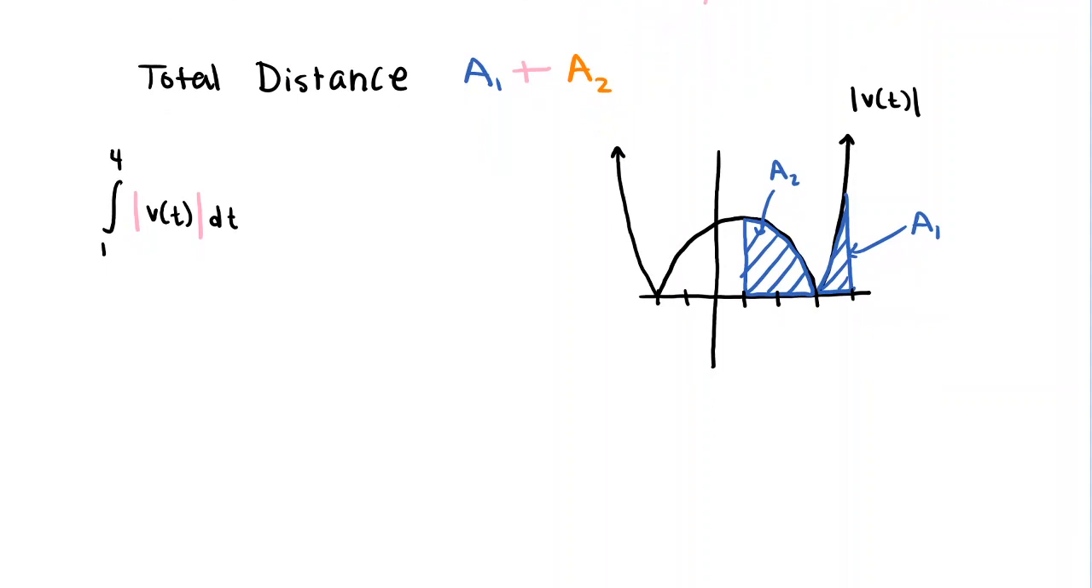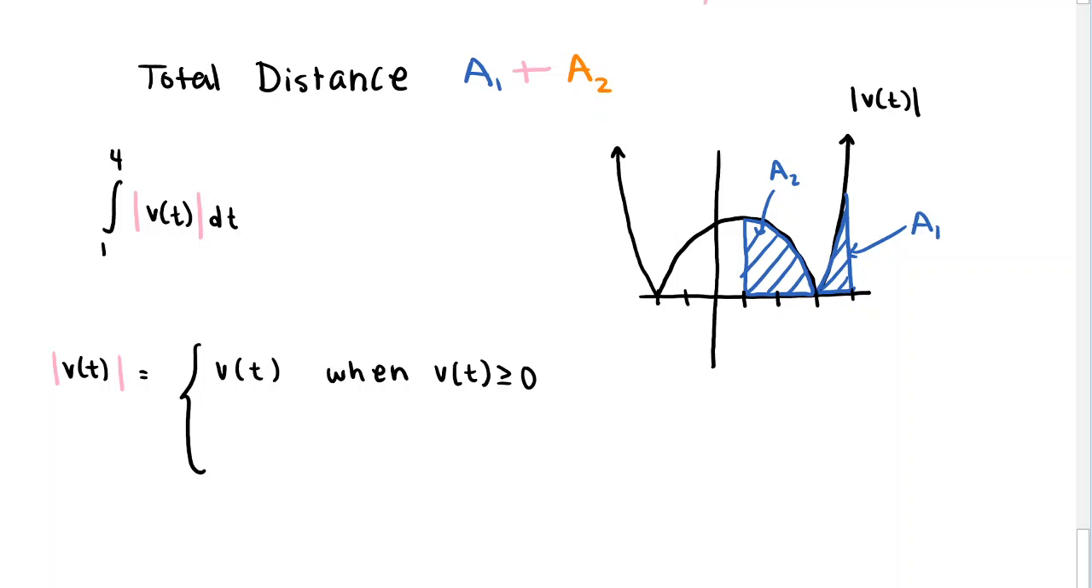And so how do we accomplish this? Well, just keep in mind the absolute value of v of t. What does the absolute value do? Well, it tells us that when we get a positive value, the absolute value doesn't really care, and it just leaves it alone. So when v of t is positive, when it's greater than or equal to 0, we just get back v of t. The absolute value doesn't do anything, but when v of t is less than 0, in other words, it's some negative value, we just negate it to make it positive.